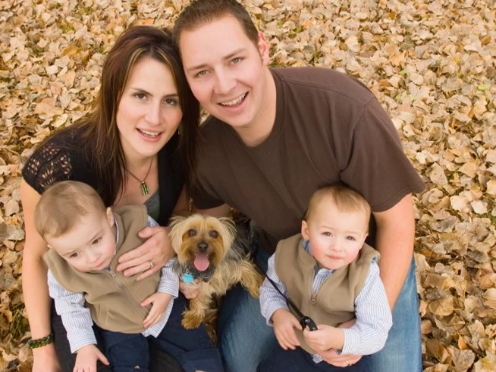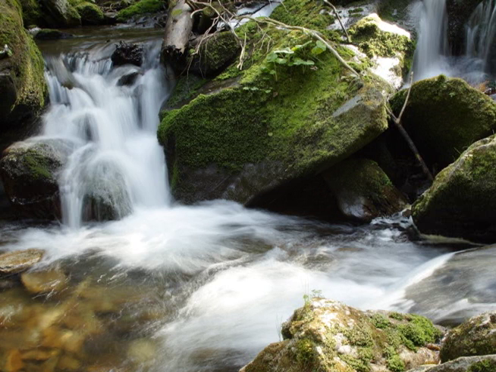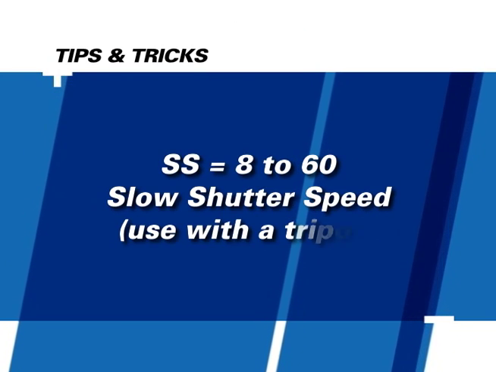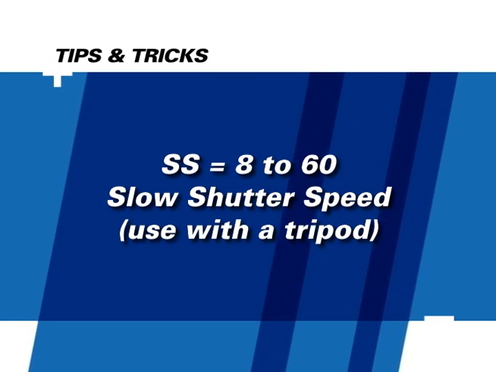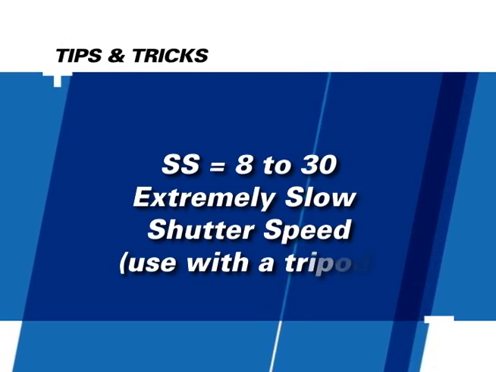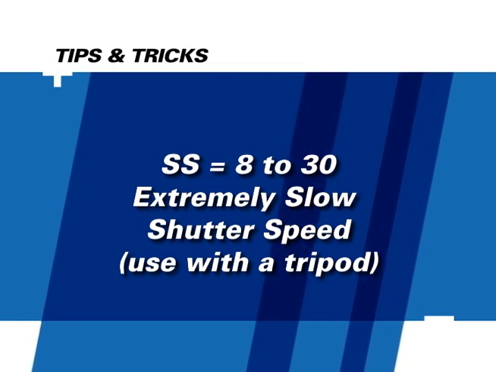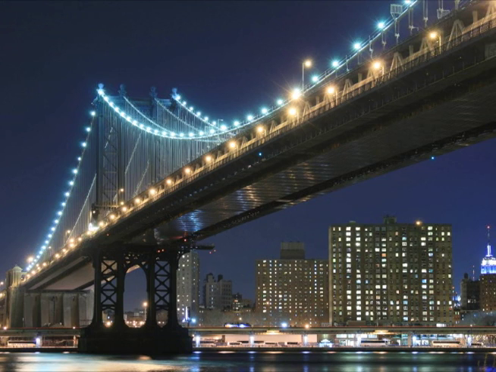If you'd like to slow things down and capture the effect of speed at a sporting event or slow down a waterfall, you'd then want to select a slow speed in the range of about 8 to 60. The slowest shutter speeds fall in the realm of 8 to 30 seconds. These shutter speeds will normally be used for shooting images at night.